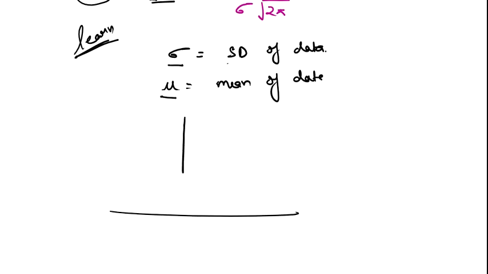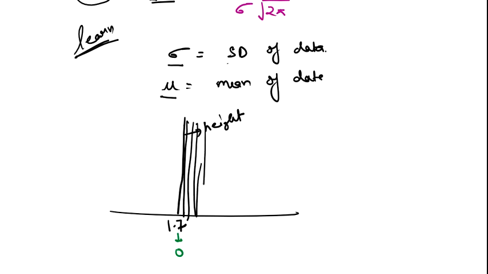This PDF is actually giving you the height at every particular value of x, but height doesn't matter to you, because at a single point the probability is 0. So what you will do? Like this you will take many heights.